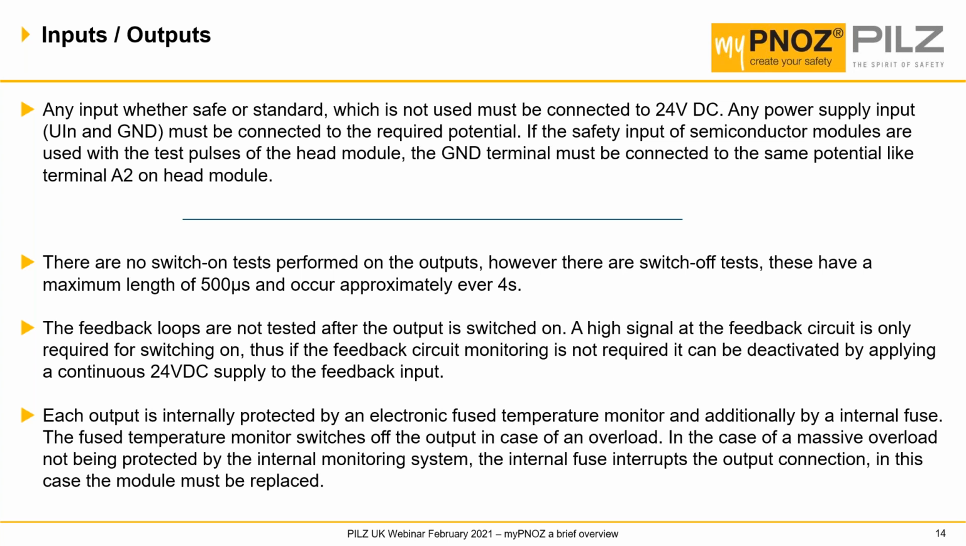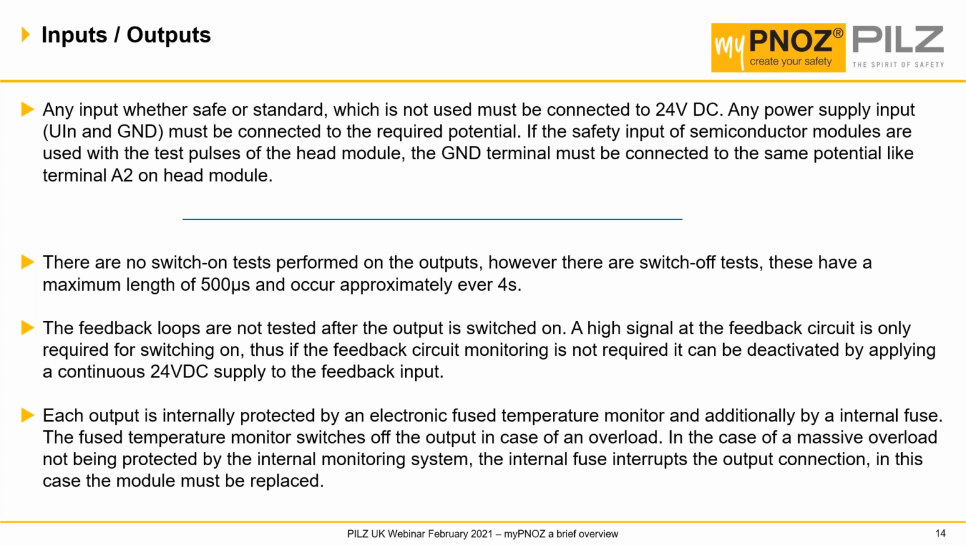Onto the outputs now. There are no switch on tests performed on the outputs. However, there are switch off tests. These have a maximum length of 500 milliseconds and occur approximately every 4 seconds. The feedback loops are not tested after the output is switched on. A high signal at the feedback circuit is only required for switching on. Thus, if the feedback circuit monitoring is not required, it can be deactivated by applying a continuous 24 volt DC supply to the feedback input.